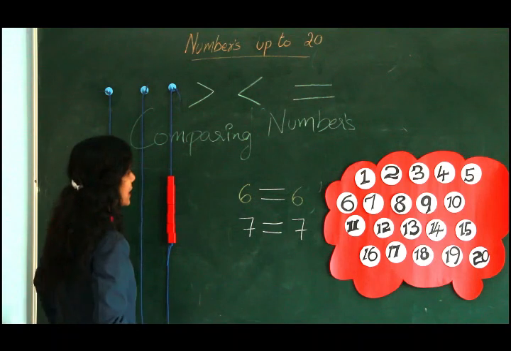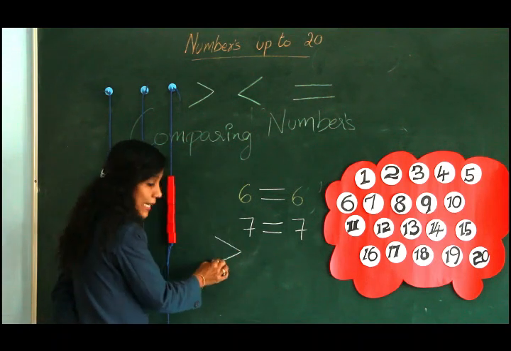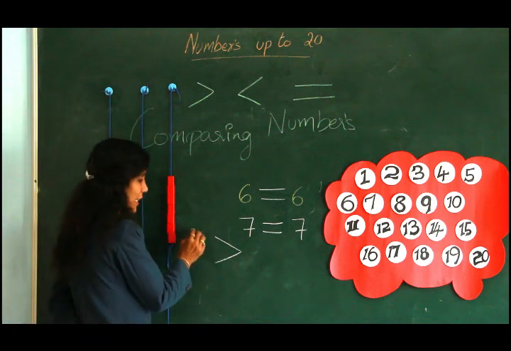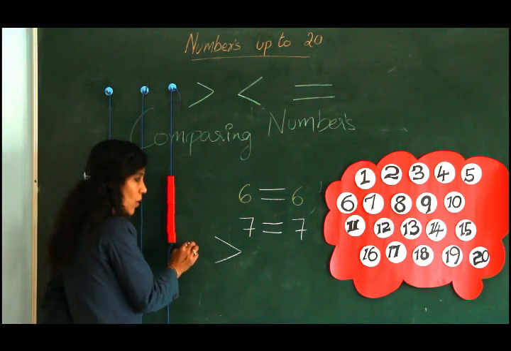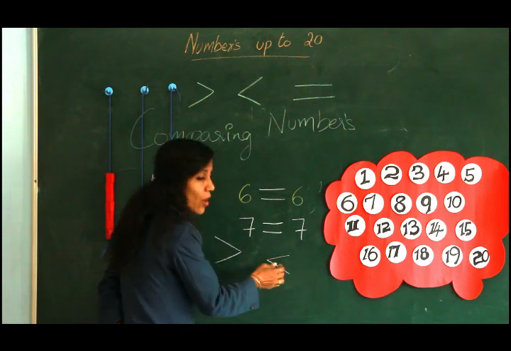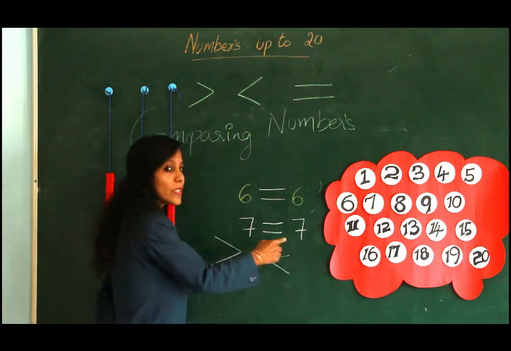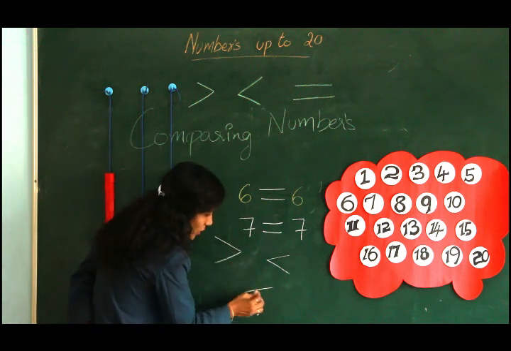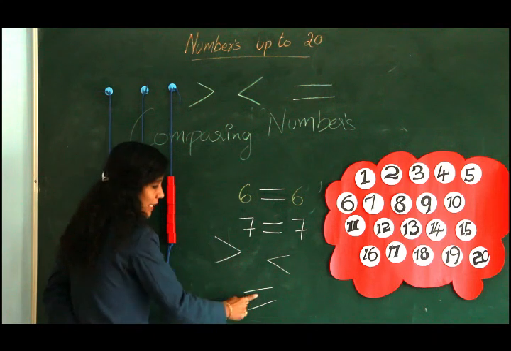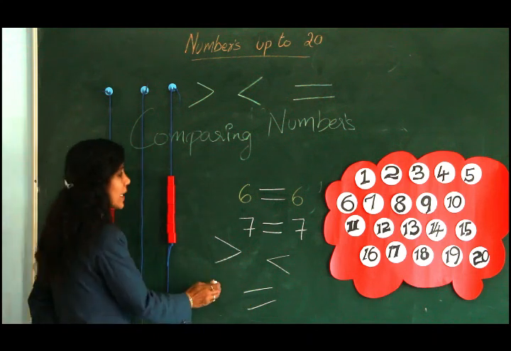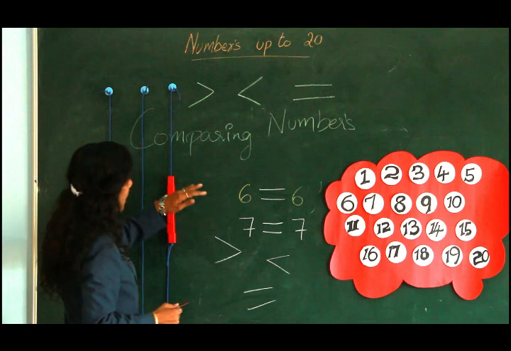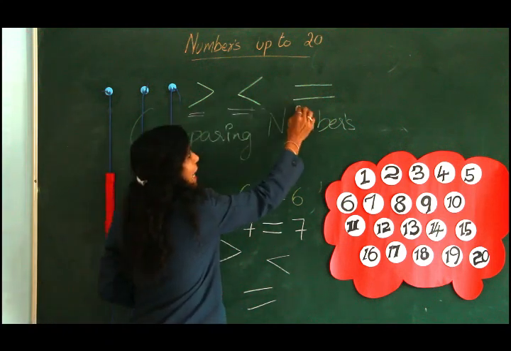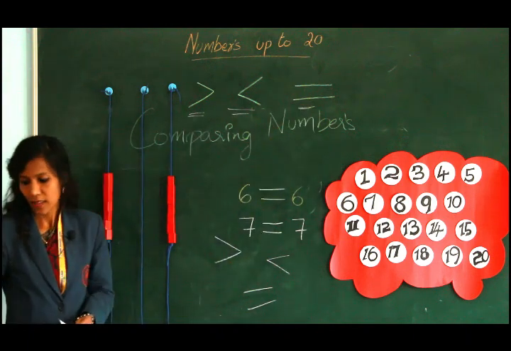So we finished greater than, open mouth towards right if the number towards right is more, less than, open mouth towards left if the number towards right is small, and equal to, that is 2 dashes with a gap if both numbers are same. So comparing numbers we use greater than, less than and equal to symbols.